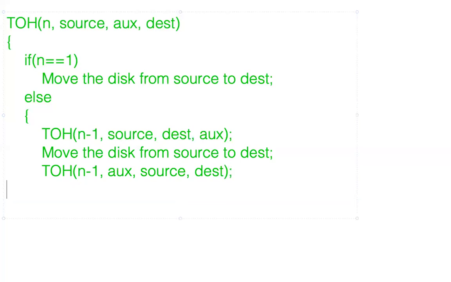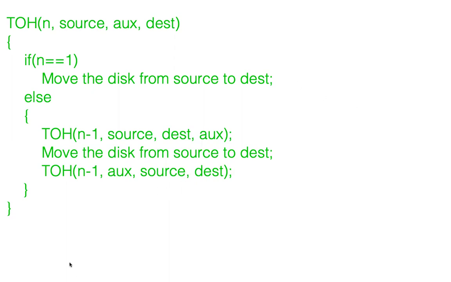Now, why the 2 recursive calls here? The 2 recursive calls are needed because we are not only moving from the source to the destination using the auxiliary peg, but we are also moving from the source to the auxiliary using the destination as the auxiliary peg. And then we are moving all the discs from the auxiliary to the destination using the source as the auxiliary peg.